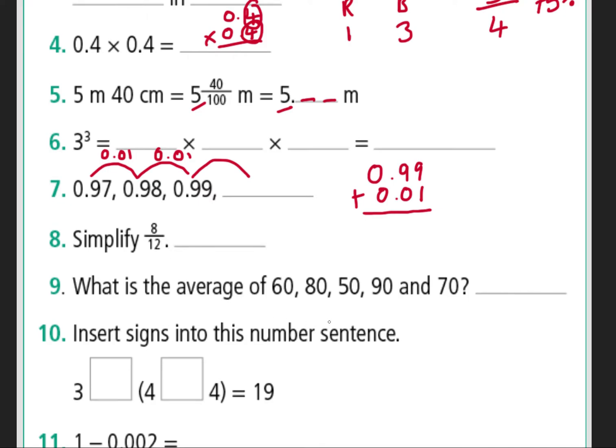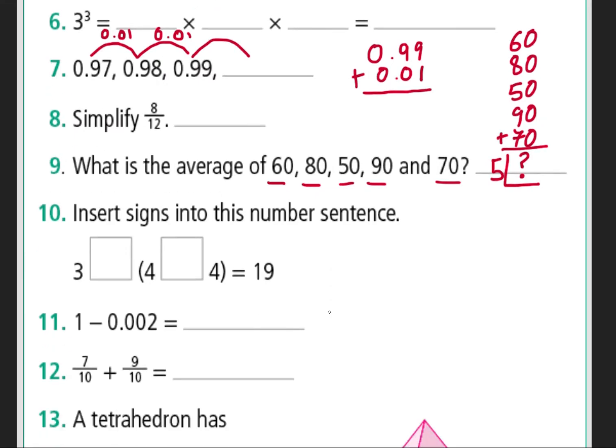Number 9, what's the average of 60, 80, 50, 90 and 70? Well, we're going to add up all of these and then we're going to divide it by how many numbers there are. So there's 1, 2, 3, 4, 5 numbers. So we're going to add them up. We have 60, 80, 50, 90 and 70. We're going to add all of those up, and whatever answer we get here, we're going to divide it by 5. And the answer to that is going to be our proper answer for the sum.